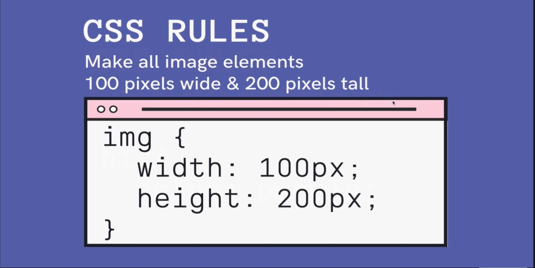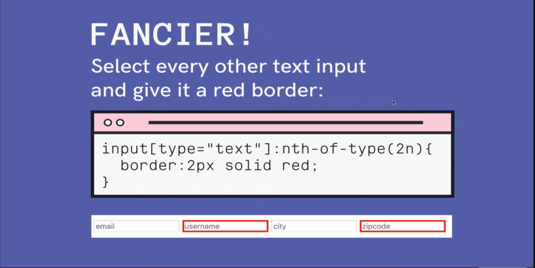Here's a much more complicated one, but it still follows the same pattern. We have a selector up top, this whole thing up top, all the way until the curly brace. That is selecting something. What it is selecting is every other text input. So this is saying all inputs where type is set to text, and I want every second one. Don't worry about remembering or memorizing this for now. What we want to do is give it a 2-pixel solid red border and it would look something like this.